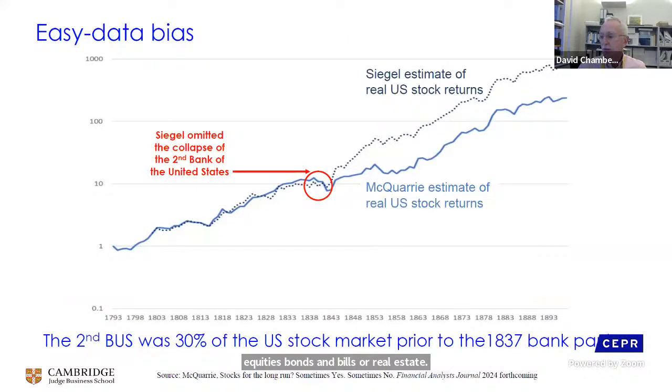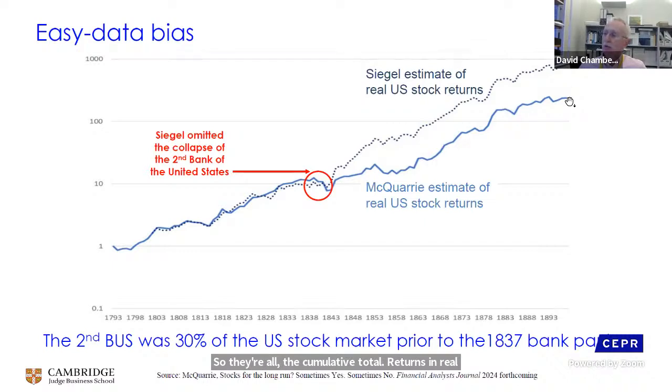Okay, so let me give you a very quick example of easy data bias, but a very important one. And this goes back to the estimates that were done originally by Jeremy Siegel for the US stock market. I showed you the chart a couple of slides ago. So the top dotted line here are the cumulative returns. We've got a log scale on the left here. So they are the cumulative total returns in real terms based on Siegel's numbers.